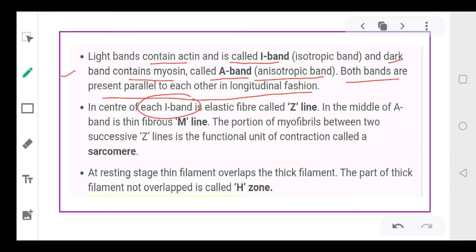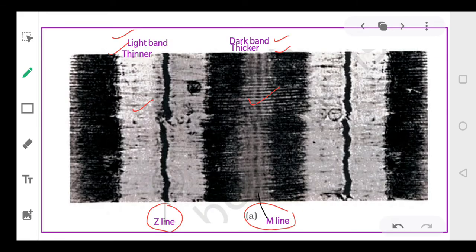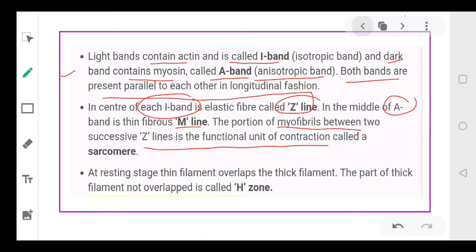So in the center of your I band, there is a Z line and in the center of the A band, there is an M line. The portion of the myofibril between two Z lines is called the functional unit of contraction, which is called sarcomere. Now see, this is one Z line, this is also a Z line, so this is your sarcomere. The distance between two Z lines is your sarcomere. This is the contractile or functional unit of contraction.